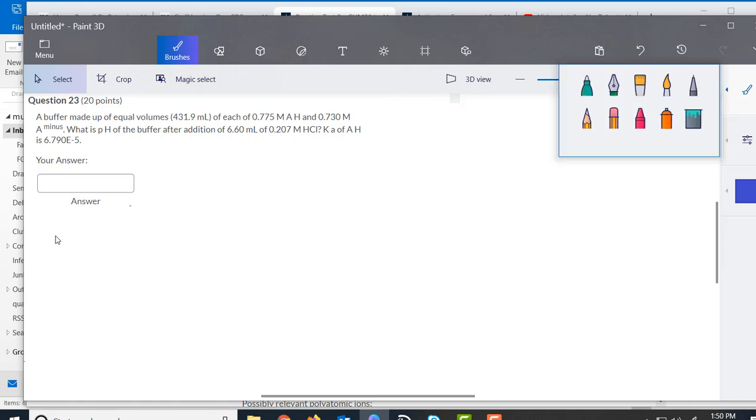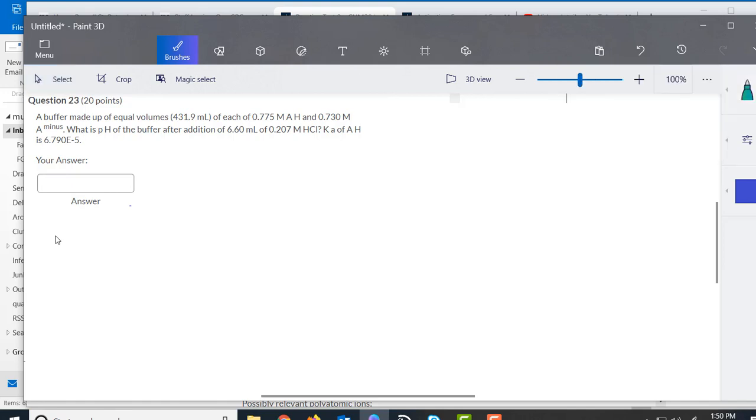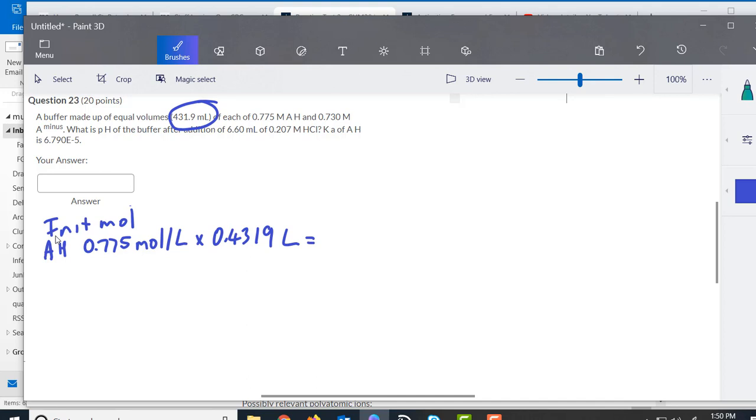Let's get a pen here first. And we'll do the AH first. To get that, we use the initial concentration of the AH portion of the buffer, which is 0.77 moles per litre. Multiply it by the volume we have of that buffer portion, and it's going to be 0.4319 litres, which is 431.9 millilitres converted into litres. And that comes out to be 0.334 moles.